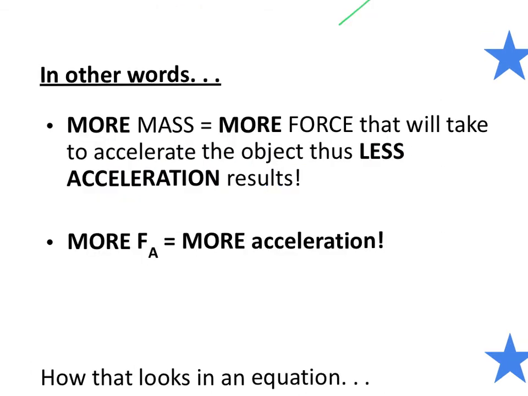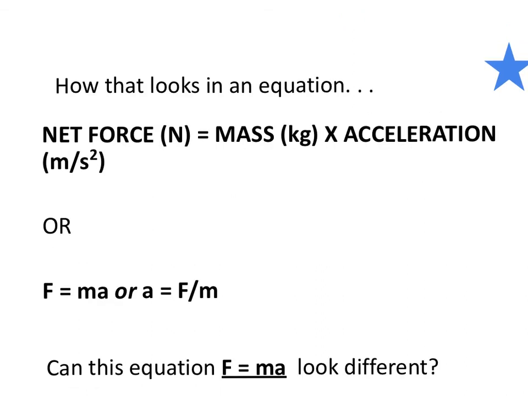Basically, what I'm saying is as I have more mass, I will have more force that will take to accelerate an object, meaning I will have a less amount of acceleration as the result. So more force applied equals more acceleration. We can calculate this by using net force is equal to mass times acceleration, or F is equal to ma.